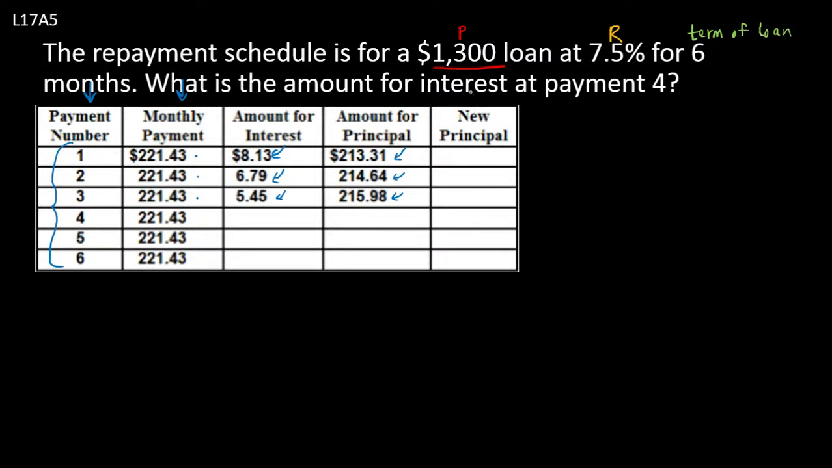Now, we also have a new principal column, which would be a deduction of the last balance, and then subtracting off the principal that was paid. However, they haven't bothered to calculate this for us, so this column isn't very useful to us right now. We're being asked to calculate the amount for interest at payment 4, meaning this box. So how do we know in the 4th payment how much money will be paid towards interest? Well, we can already guess that whatever the number is, it's probably going to be less than $5.45.